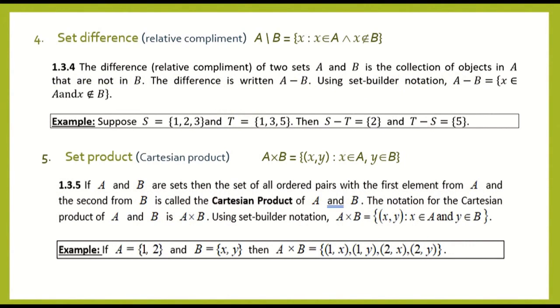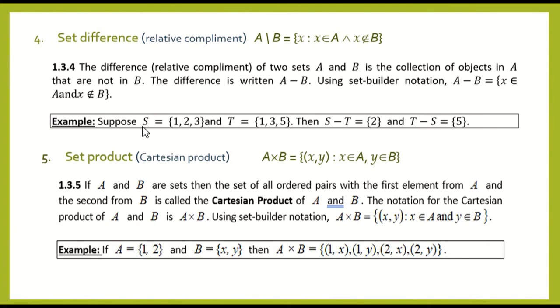Then we have the set difference, or the relative complement. A minus B is equal to x such that x is an element of A and x is not an element of B. So the difference, or the relative complement of two sets A and B, is the collection of objects in A that are not in B. The difference is written A minus B. Using set builder notation, A minus B is equal to x is an element of A and x is not an element of B. Alright, example.